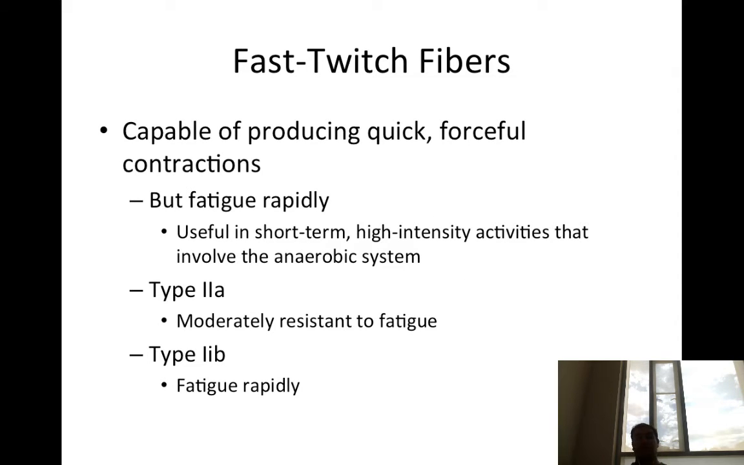Fast twitch, capable of producing a quick, forceful contraction, but these fatigue rapidly. They're useful in short-term, high-intensity activities that involve the anaerobic system. What does that mean? Type 2A and type 2B. That type 2B should be capitalized there, yeah. So type 2A is moderately resistant to fatigue, and type 2B fatigues rapidly. And then we have a type 2X that I actually did not include in here.